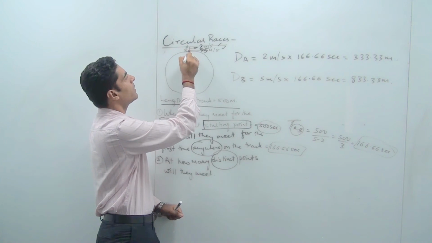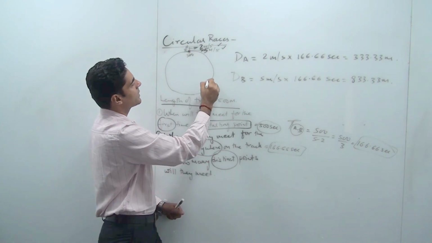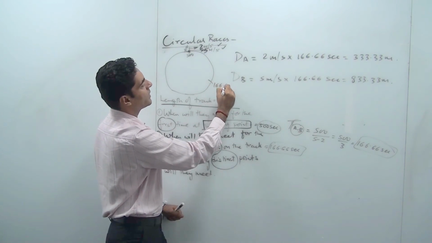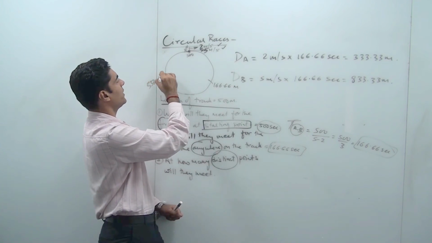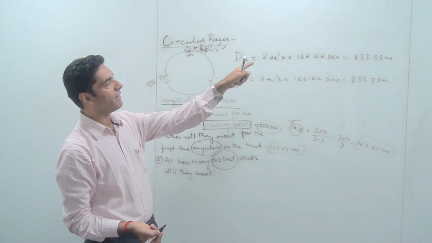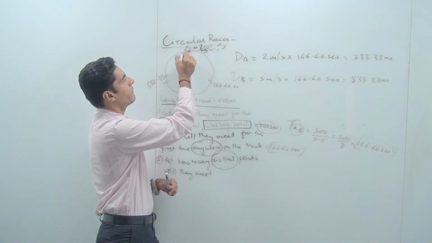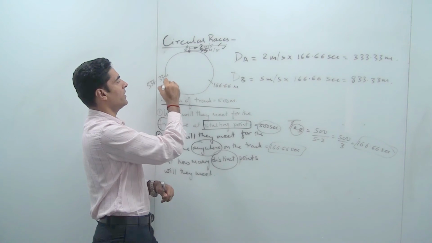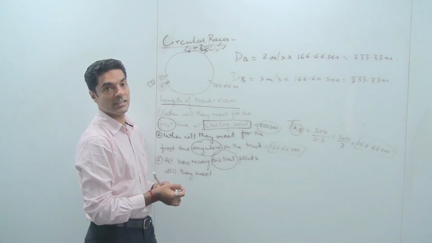So if I want to show this to you on this track, this entire track is 500 meters. So this is 500. If I divide into 3 parts, this is going to be 166.66 meters, and this is going to be 333.33 meters. So when they are meeting for the first time, A has travelled a distance of 333.33 meters. So if this is 0 or 500, if it completes the entire thing, this is going to be 333.33. So A is here for the first time after 166.66 seconds.